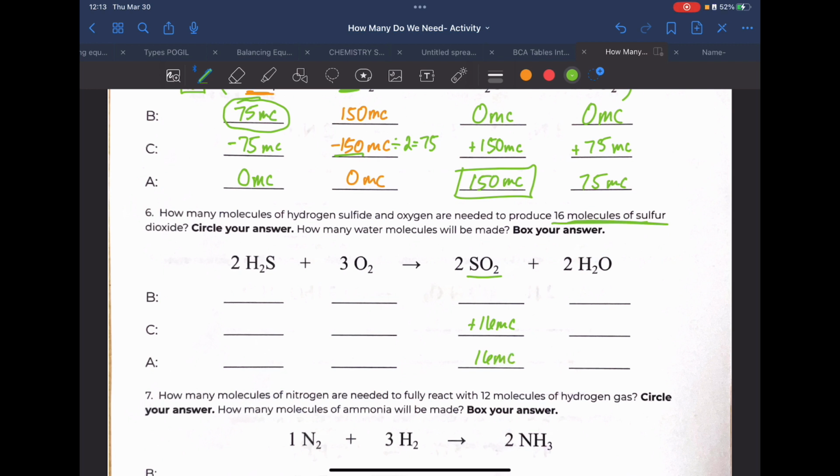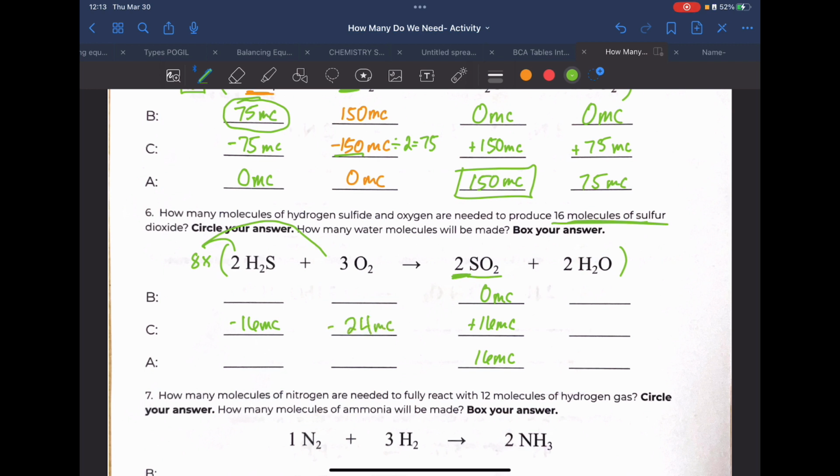Producing 16 molecules of sulfur dioxide. In order to do that, we're going to have to run this equation 8 times. Because each time we run the reaction, we make 2. So if we want to make 16, we got to do the whole thing 8 times. If we're doing the whole thing 8 times, then we can figure out how much H2S we're going to use and how much O2 we're going to use as well by distributing that 8 to each of these coefficients here. So I'm going to use 16 molecules of hydrogen sulfide, and I'm going to use 24 molecules of oxygen.